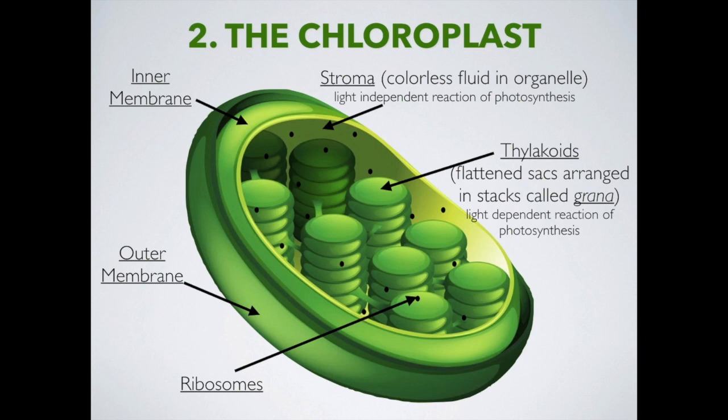Now you can see those little pancake structures. Those are called the thylakoids, these little flattened sacs. And when you have a stack of them, that is called grana. Now these are important because they go through a process called the light-dependent reaction of photosynthesis.